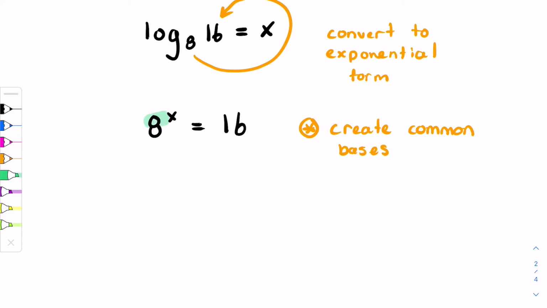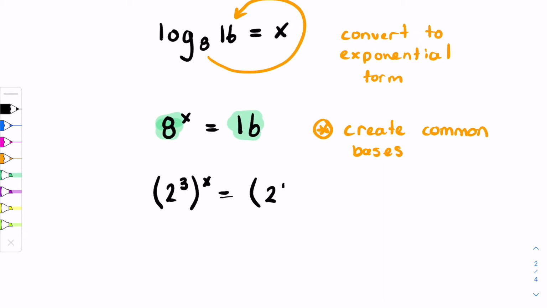If I'm creating the same base, I know that both 8 and 16 can be rewritten with a base of 2. What I mean is 8 is 2 cubed. I'm going to write that in parentheses, and that is to the power of x. 16 is the same thing as 2 to the 4th. So I'm talking about the same base. I just created the same base. You need to know these values. You might need to make a list on the side of your paper. You might have to just sit there with your calculator and figure out how to convert them to a common base. But a base raised to an exponent has to equal what you originally start with.